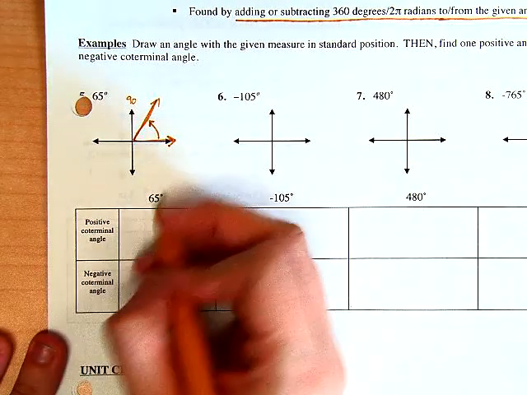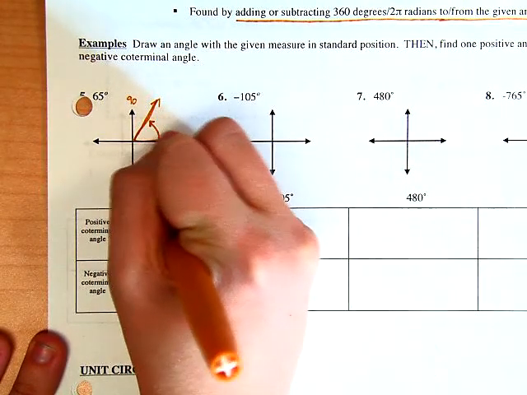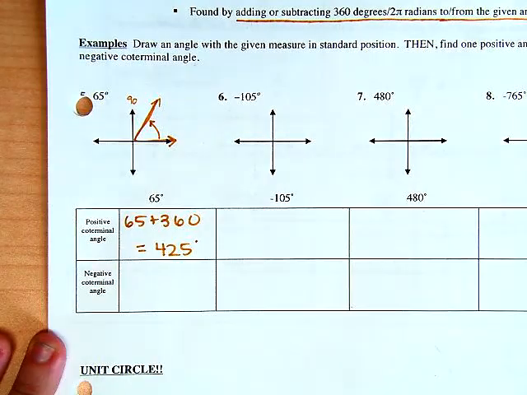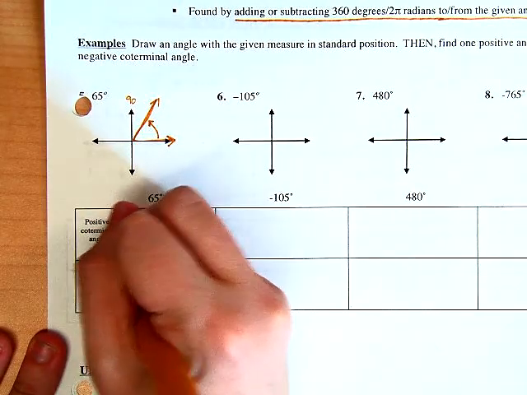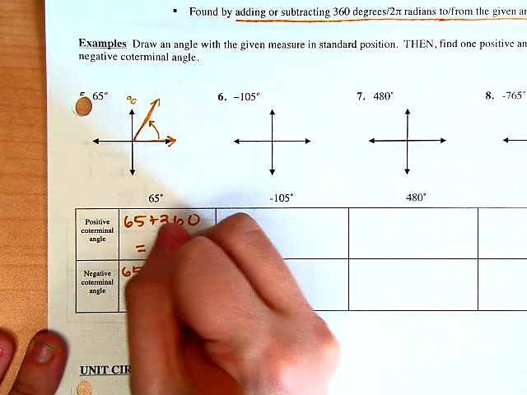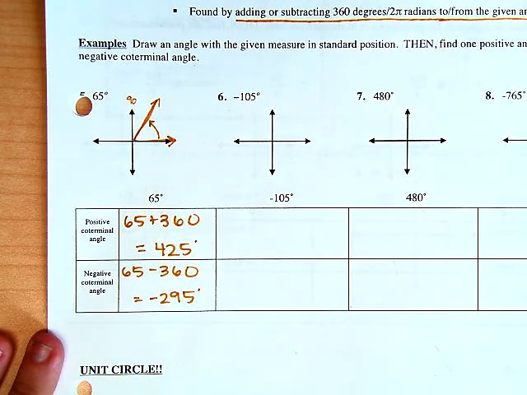A positive coterminal angle: I take 65 and I add 360, and I get 425 degrees. If I take 65 and subtract 360, I get negative 295 degrees.